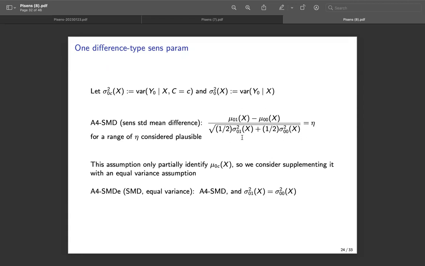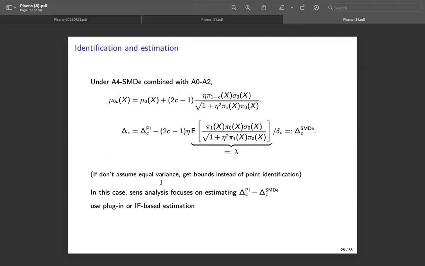And so if we take this as the sensitivity parameter, we say it equals eta for some range of eta, say from negative 0.5 to 0.5 or something like that. The standardization gives you a sense of scale. So it's unlikely that you choose something too large. For example, eta of 3 would be really extreme. Anyway, this assumption only partially identifies mu0 Cx, however. So we also consider supplementing it with an equal variance assumption, which is the assumption that the two within stratum variances of Y0 given X are equal, just for convenience. So under that assumption, then we have point identification.